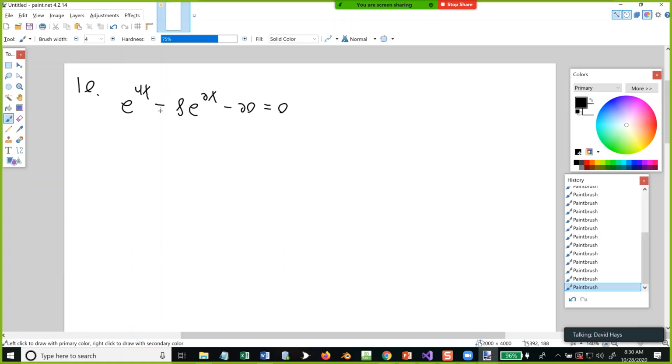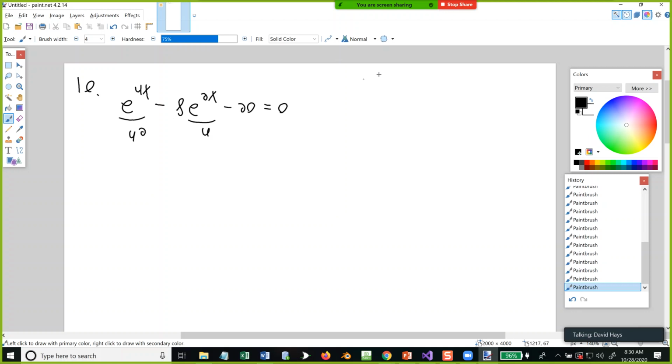If I try to get the part with the variable in the exponent by itself, took the negative 8 e to the 2x, negative 20 to the right side, this would be by itself, but this part that has a variable and the exponent would not be by itself on the right side. There's no way you can accomplish that. This is actually the u substitution. I let the middle part be equal to u, first part be equal to u squared.